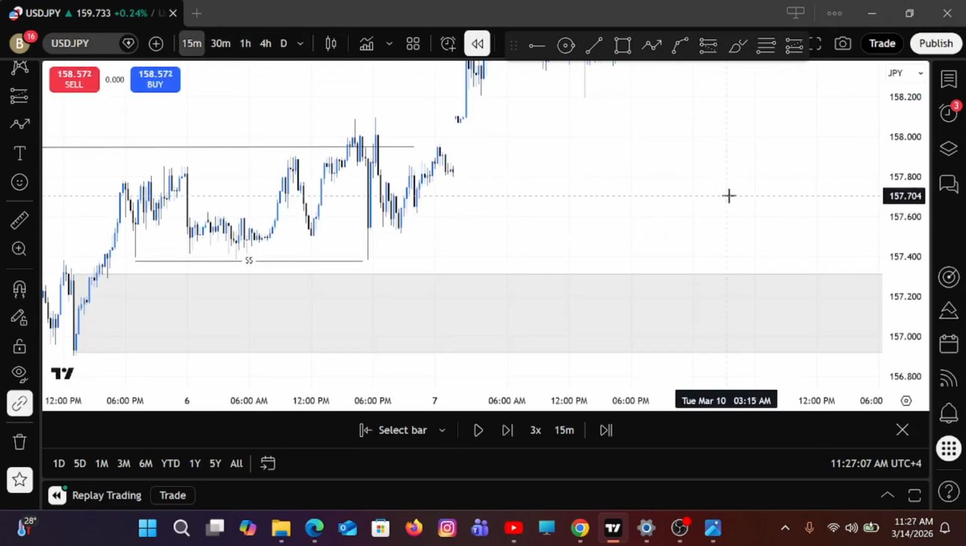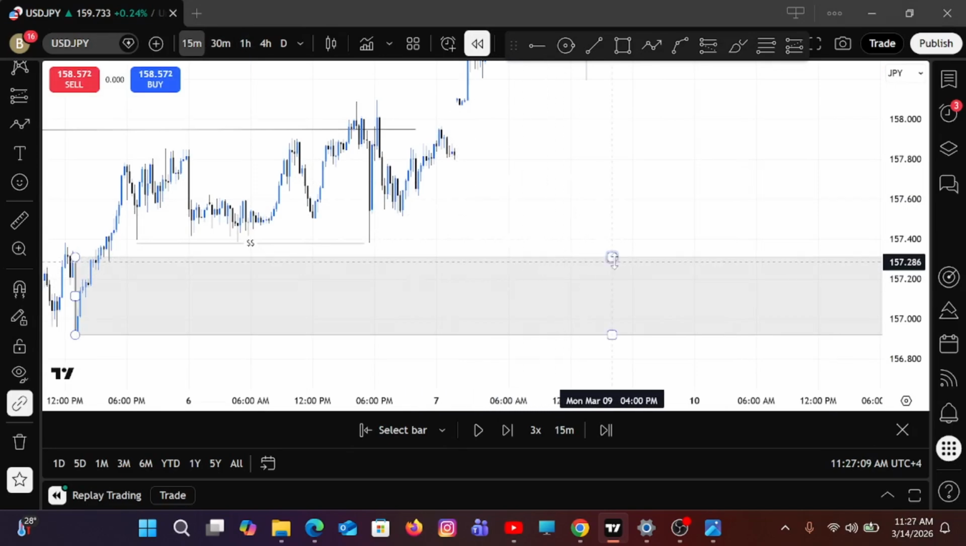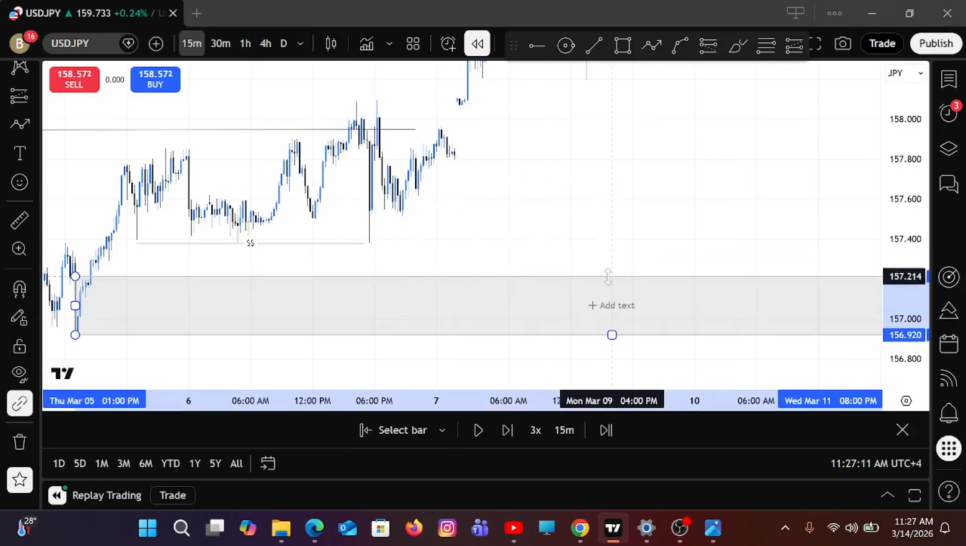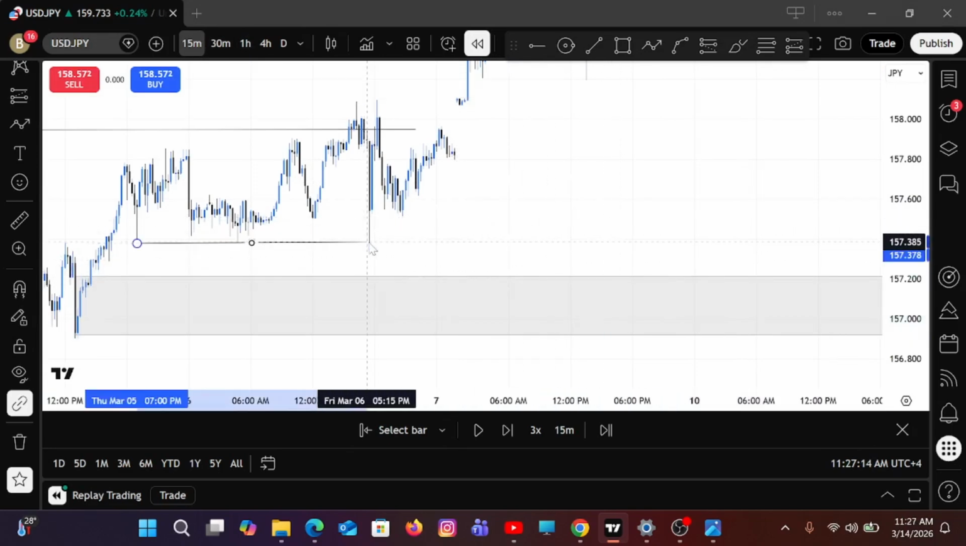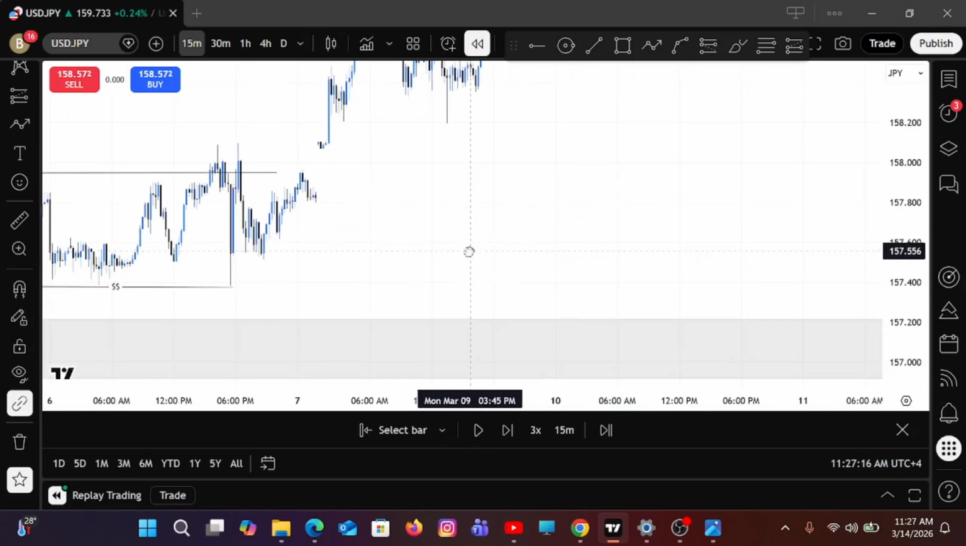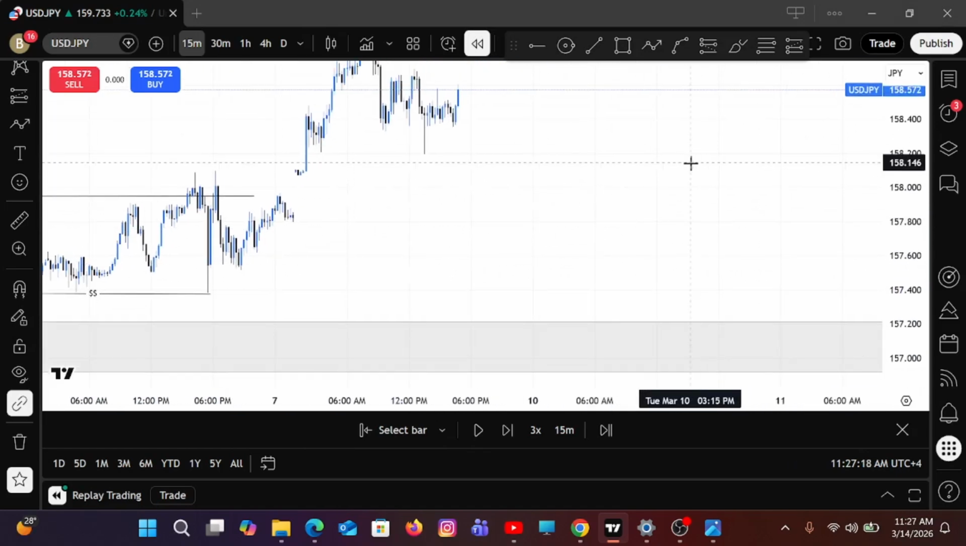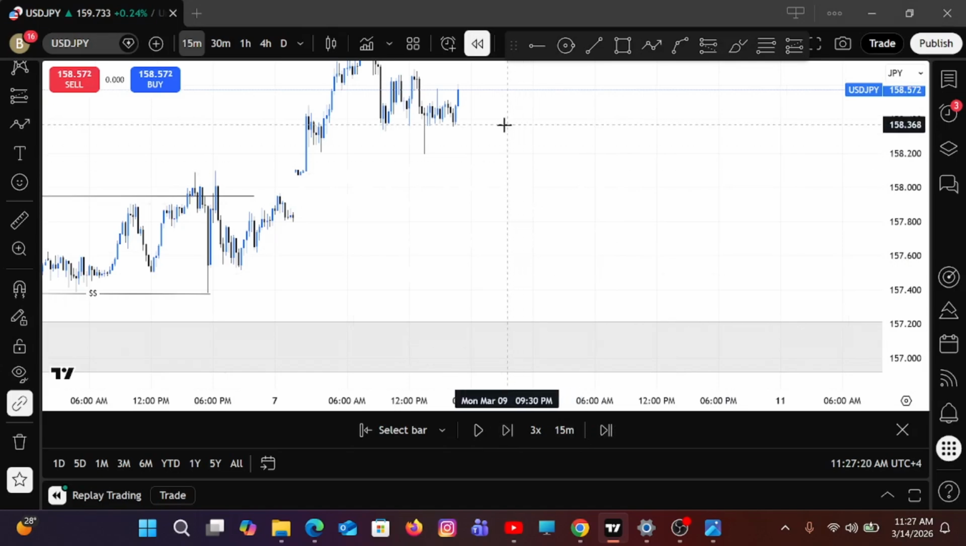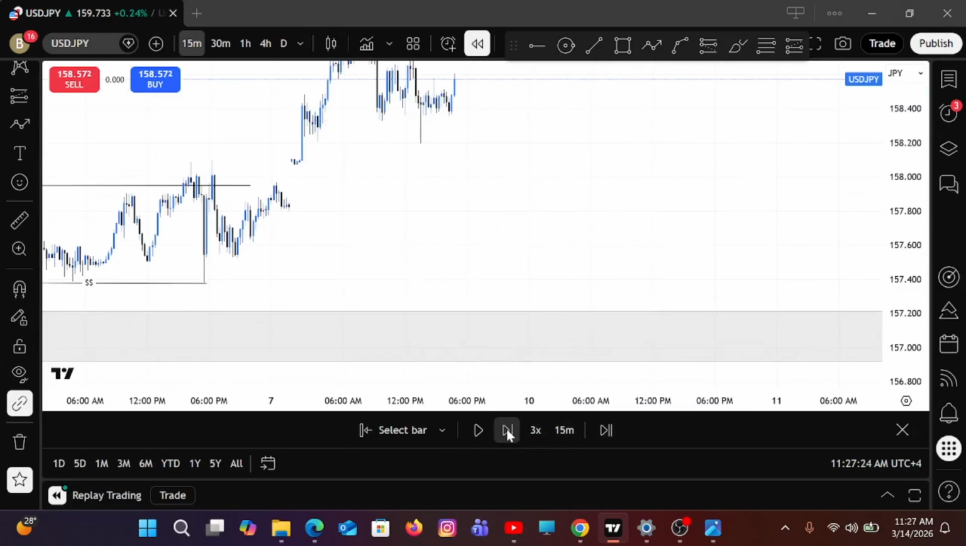I'll go now down to the 15-minute time frame. On the 15-minute time frame is where I'll be looking for my entries. So I'll just have to wait for the market to come back down here. Once I have my confirmation, then I'll be buying. I keep on waiting, waiting, waiting.